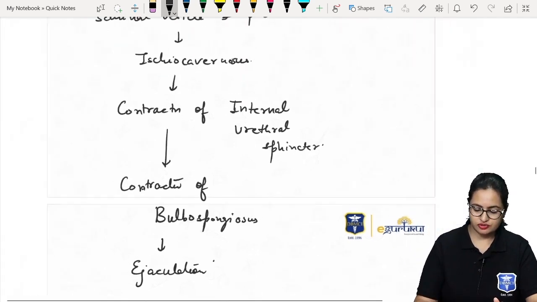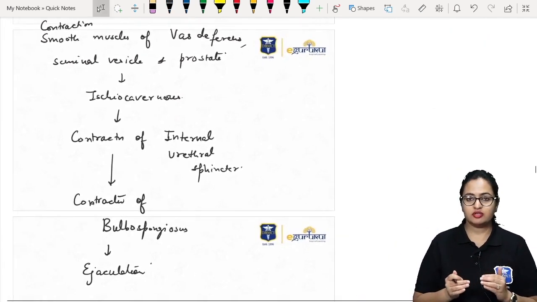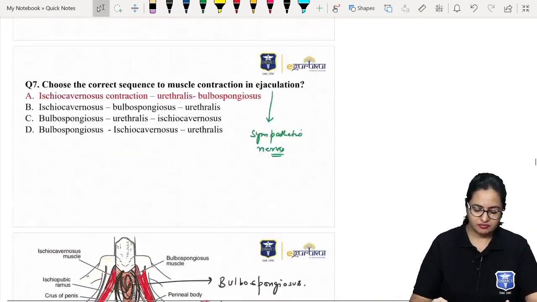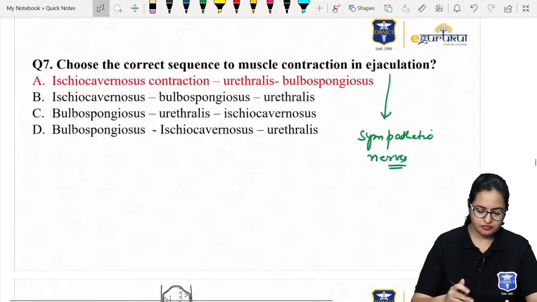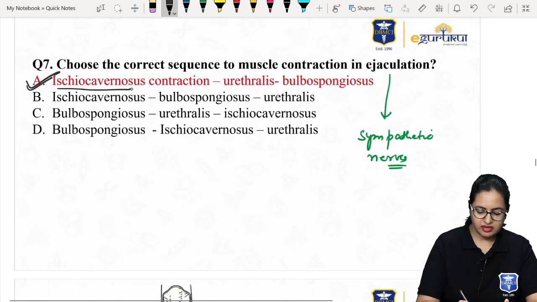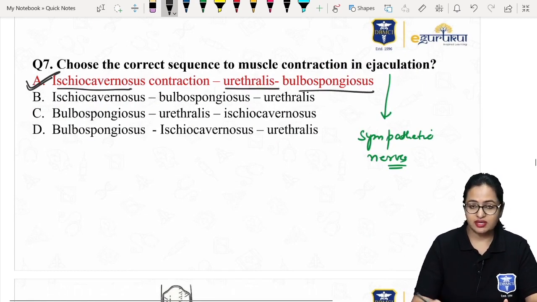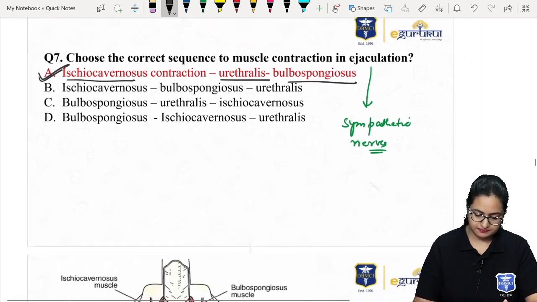Leading to this ejaculation process. So, this is the contraction of the muscles in order, and if we come back over here, we can see the answer for this question will be A: ischiocavernosus, then urethralis, and after that the bulbospongiosus muscle.